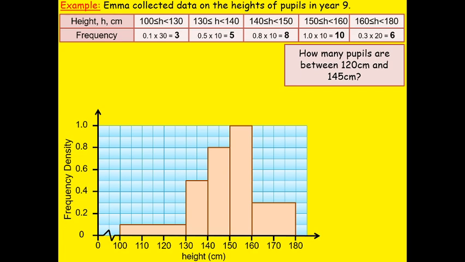Now, between 120 and 145, 120 is a little bit of this bar, the whole of the other bar, and a little bit of the next one. Now, if you think of this as area again, my first part, I've got 10 times 0.1, which is 1. My second part, I've already worked out, 0.5 times 10, which is 5. And if you look at the bit that's coloured in, my width of that is 5, and my height is 0.8, so 0.8 times 5, which is 4. And you add them all together. And again, that's an estimate. I hope you're getting the hang of this.